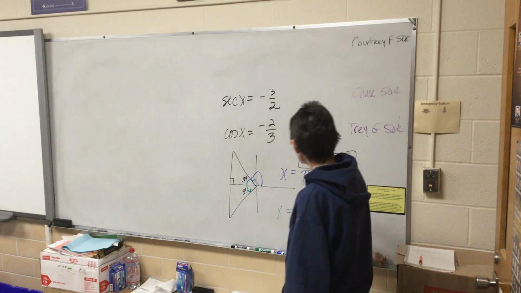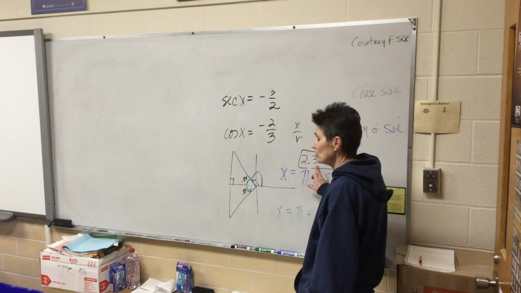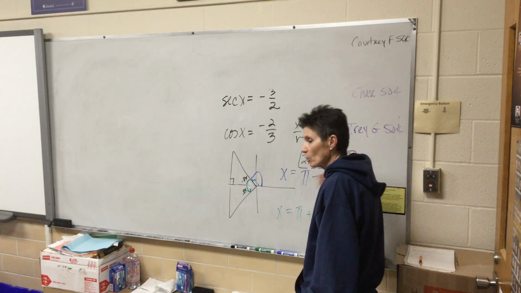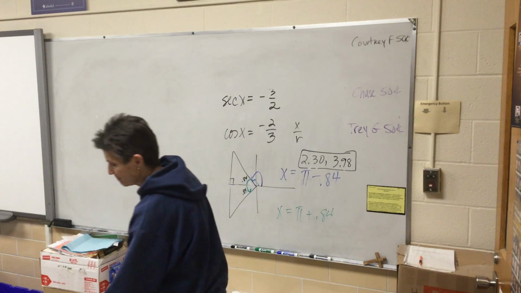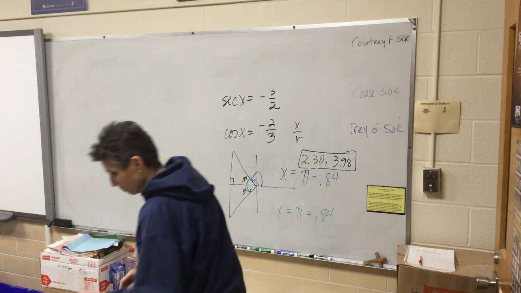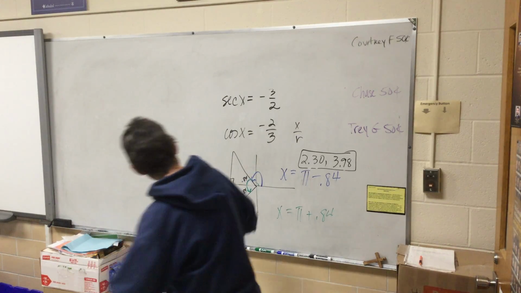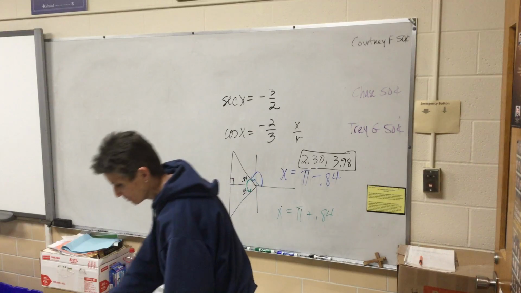Because if you put the negative in, you're going to get 2.30, but then you have no way of getting the 3.98. So don't put the negative in. You've already taken care of it by drawing it in these quadrants.